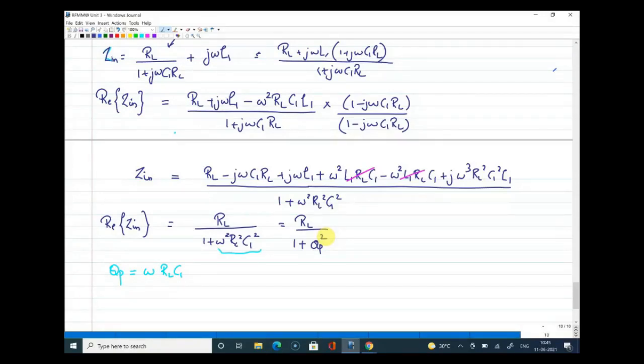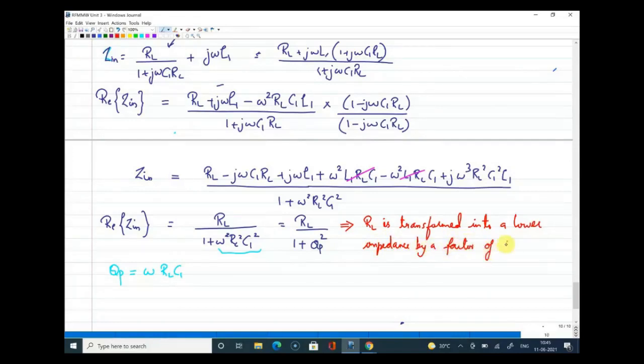I hope you guys are following. What I can say here is that RL is transformed into a lower impedance by a factor of 1 plus QP square. That is the observation from the first calculation, by looking at the real part of the impedance.